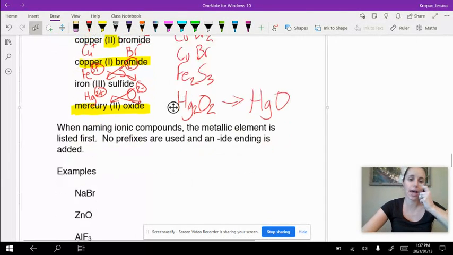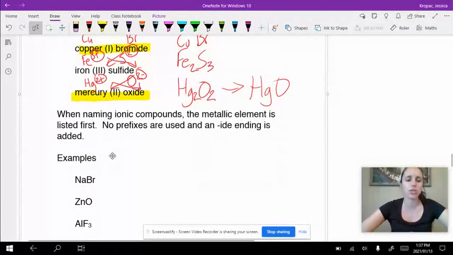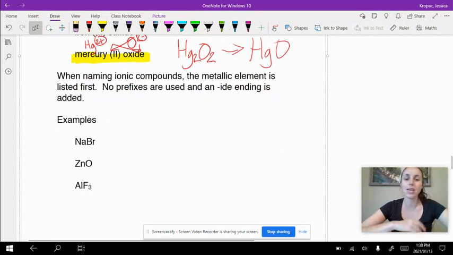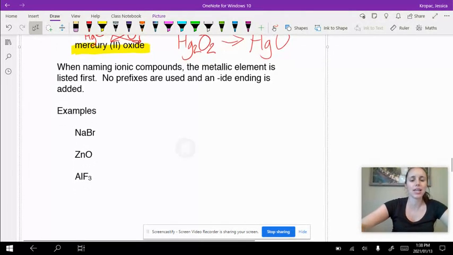So we're going to take a look at what we do when naming ionic compounds. When we're naming ionic compounds, we again list the metallic element first. No prefixes are used. You use the "ide" ending. Let's see if we can figure these out. So we're going to work in reverse now, and we're going to name. We are not using prefixes at all. We're using the "ide" ending, and we always list the element first. The one thing you do want to look out for is those multivalent metals, because if you do come across a multivalent metal, you do have to give it to me in Roman numerals.